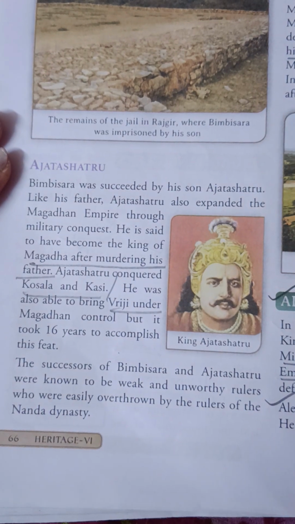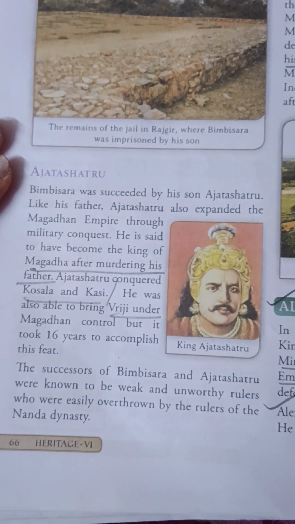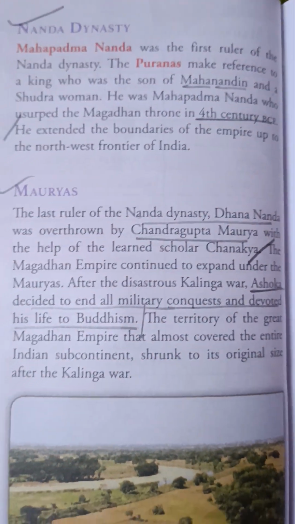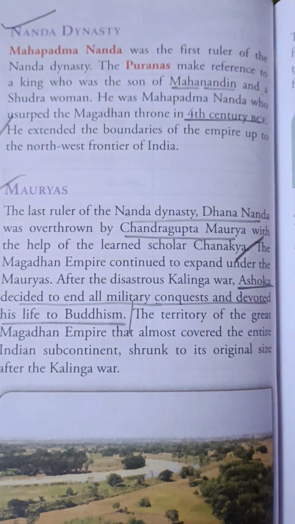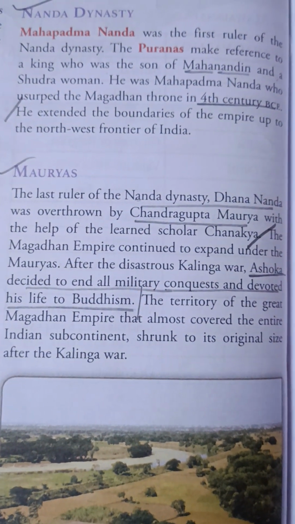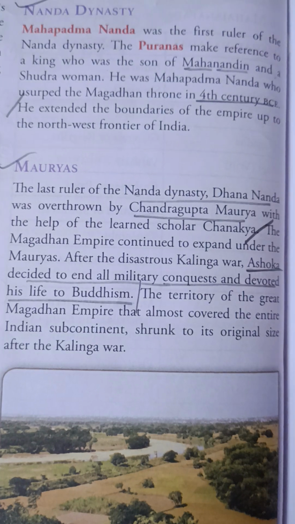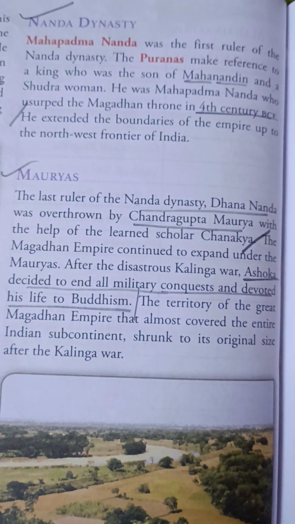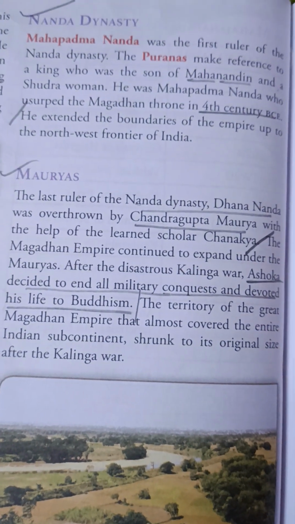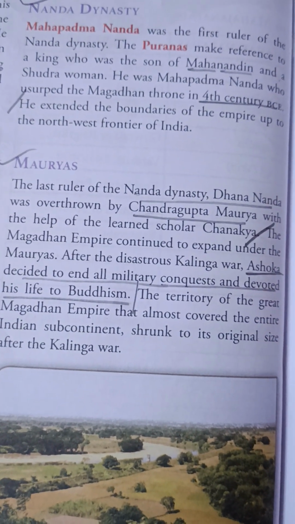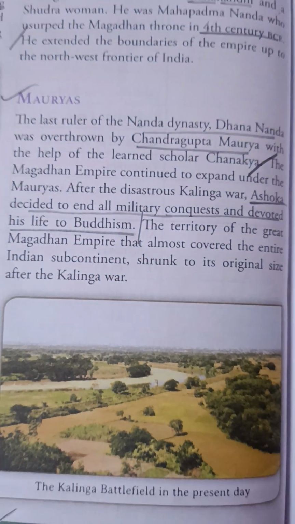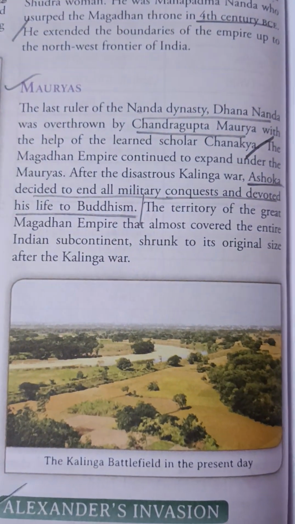The successors of Bimbisara and Ajatasattu were not as powerful as them. So after that, the Nanda dynasty came. So we will learn about the Nanda dynasty also. Mahapadma Nanda was the first ruler of the Nanda dynasty. The Puranas make reference to a king who was a son of Mahanandin. He usurped the Magadhian throne in the 4th century BC and extended the boundaries of the empire up to the northwest frontier of India. Next, we will learn about the Mauryas.